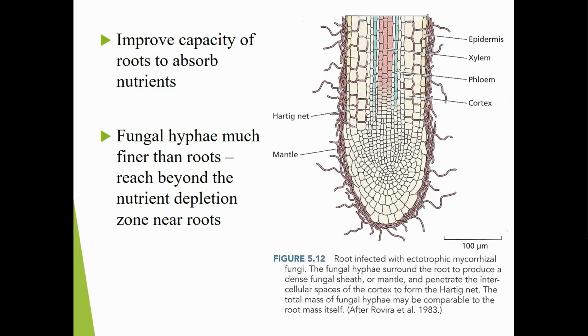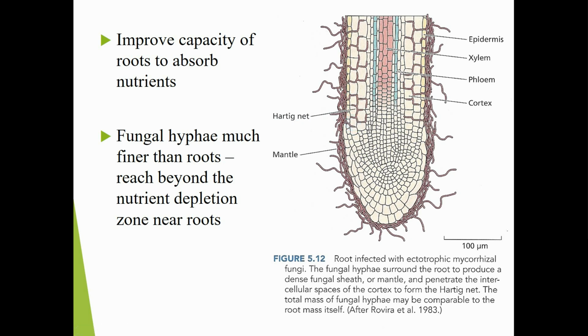So this is just a picture. You can see the cortex cells. Remember, this is ecto. They're not going into the cortex cells. They're going in between the cortex cells. They're forming a mantle. And this hartig net is actually just the space in between the cells, forming like a net-like structure in between the cells.